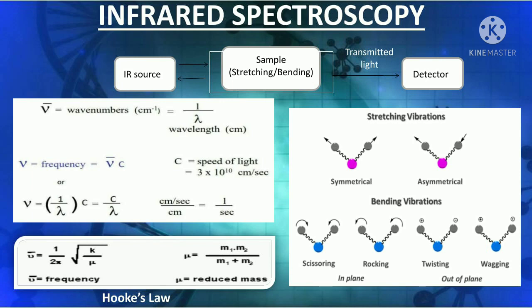So to recap, as IR radiation is irradiated to a sample, the bonds in the molecules of the sample can vibrate with a certain frequency and energy that is specific to that bond, just like masses vibrate on springs, which may be stretching vibrations or bending vibrations. Here you can see that there are two types of vibrations. One is stretching vibrations and one is bending vibrations.